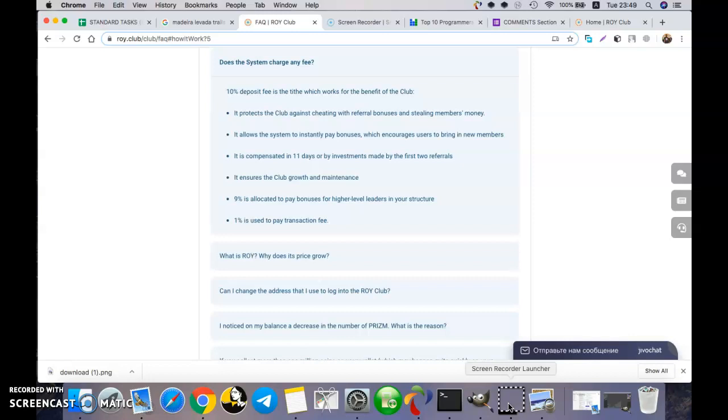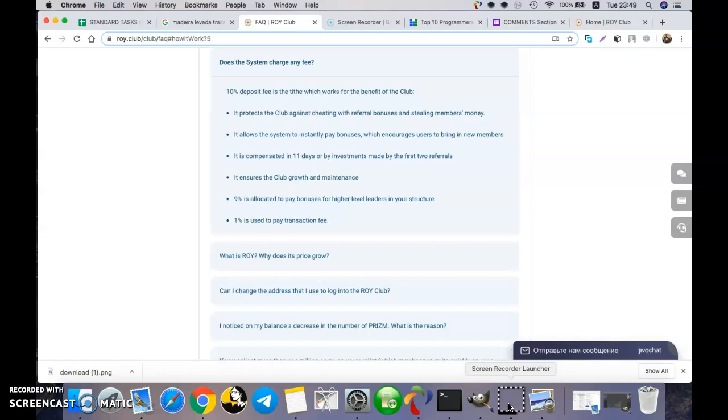So that 10% also ensures the club's growth and maintenance. There are things to do with management of the website that we are looking at. I mean, hosting services, paying programmers, the system is ever developing, looking at ways of maximizing security. That's a lot to deal with, right? And it all needs money. So part of that goes to the maintenance of the club, and to continue to make sure that the services are on point.